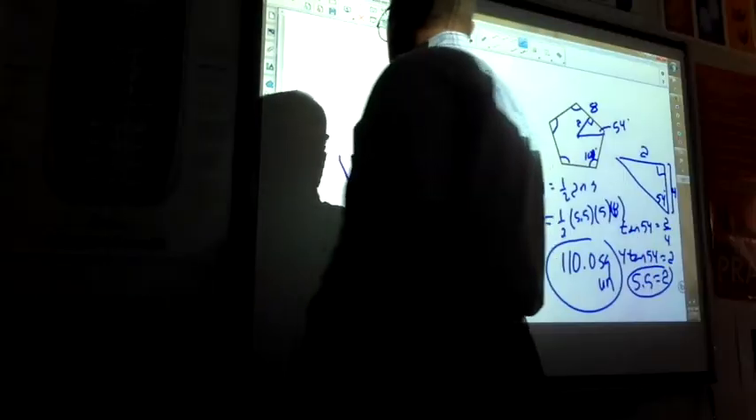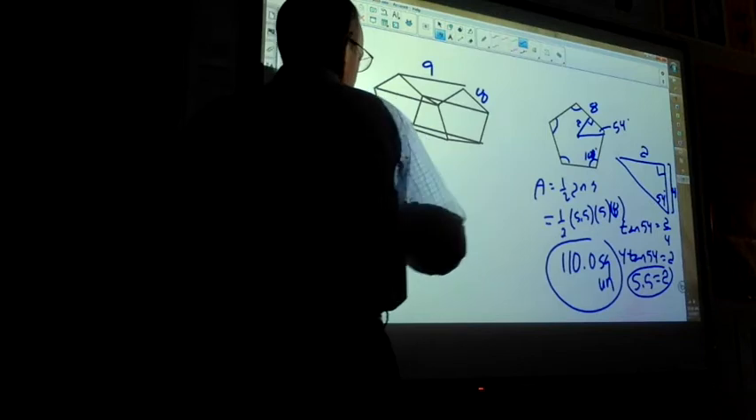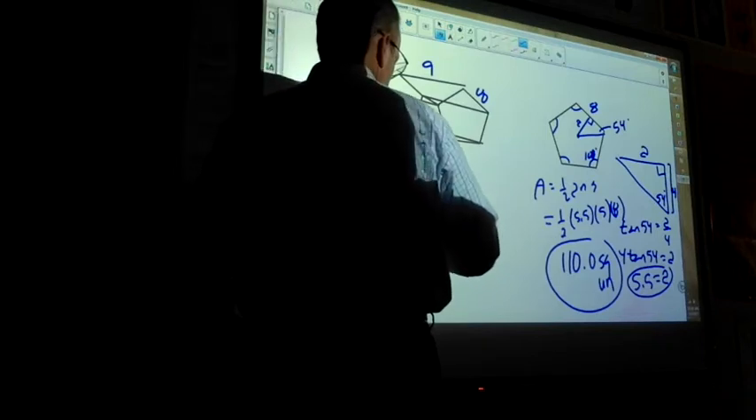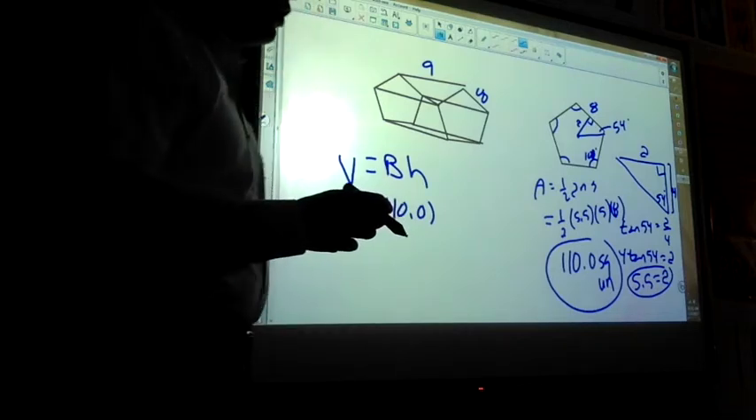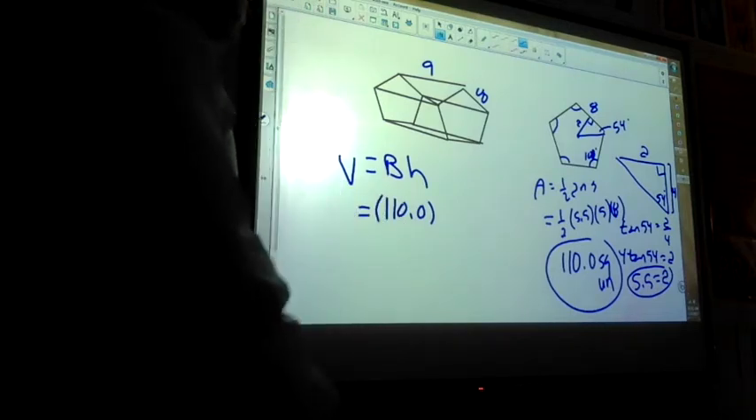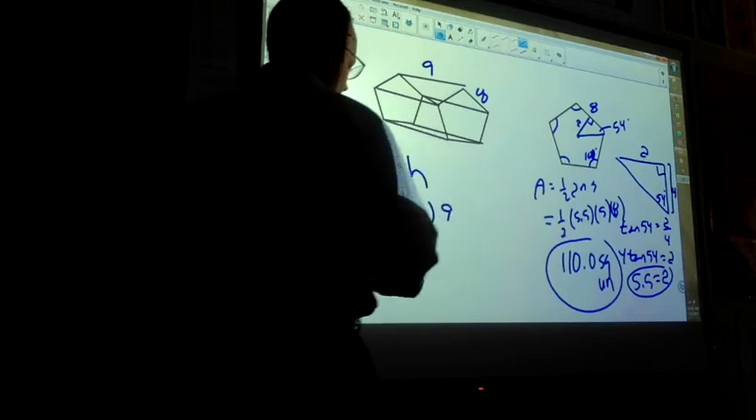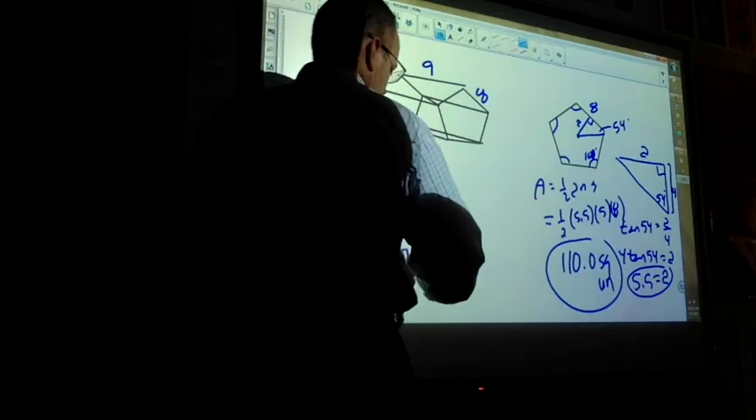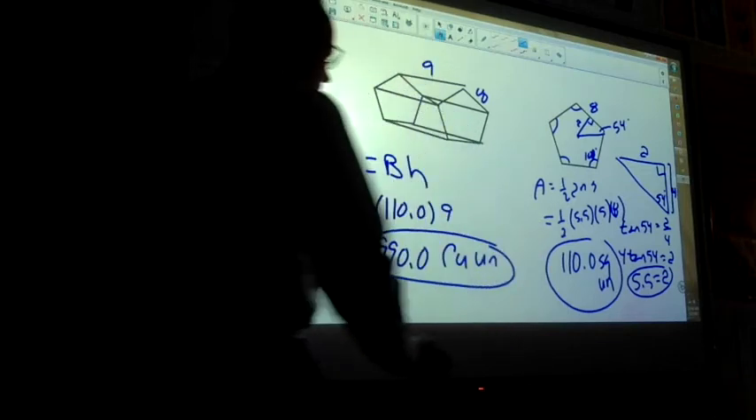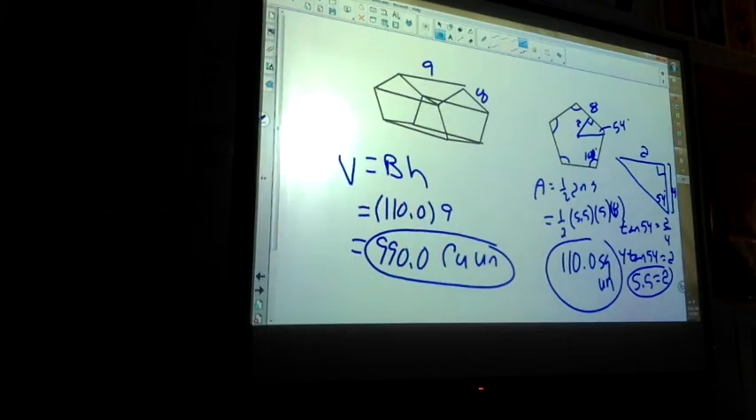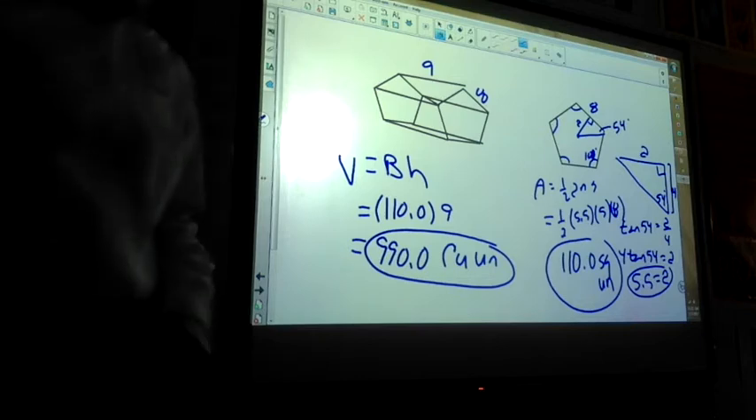So in order to find the volume, it's going to be the area of the base times the height. The area of the base we found is 110.0 because it's not exact. No, because 4 tangent 54 didn't come out exact. Times 9, so that's going to be 990.0 cubic units. You guys and girls, please realize that if it's not an exact value and it still came pretty close to 0, make sure you put the .0 there. That tells the grader that you have a little extra.